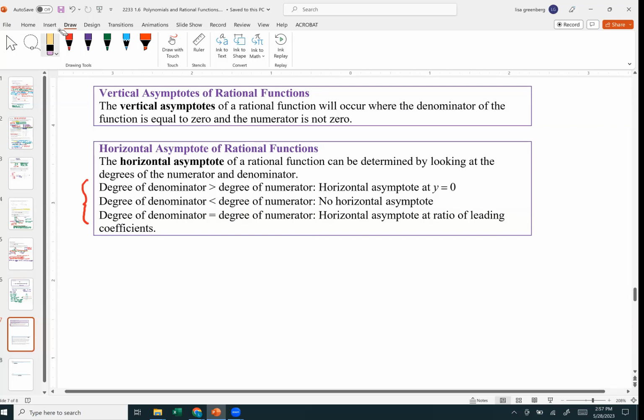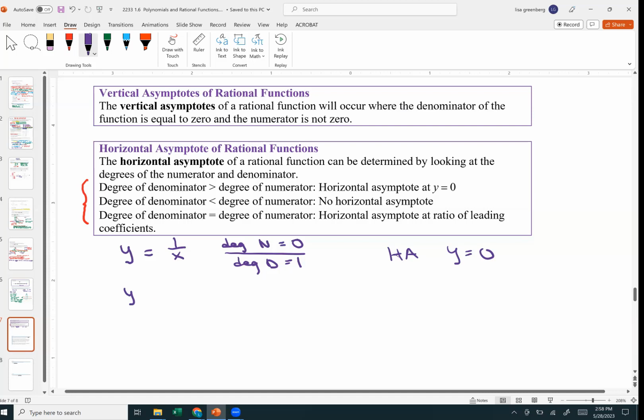If the degree of the denominator is greater than the degree of the numerator, we have a horizontal asymptote of y equals 0. So for example, if we have 1 over x, the degree of the numerator is equal to 0. The degree of the denominator is equal to 1. The denominator is greater than the numerator, so we have a horizontal asymptote at y equals 0.